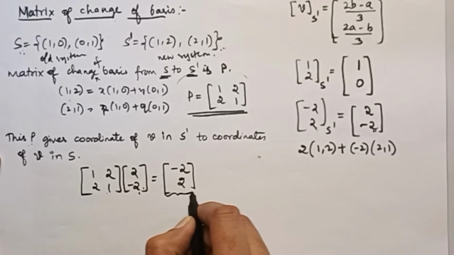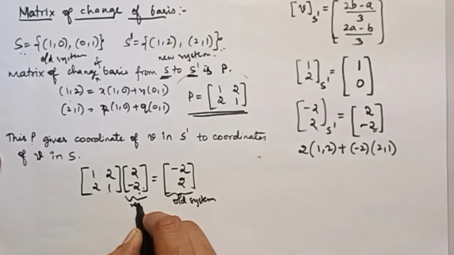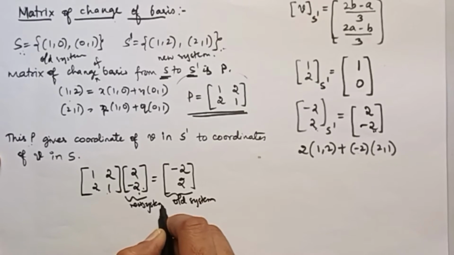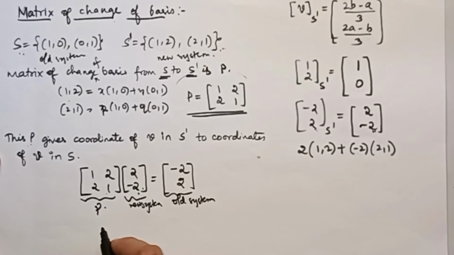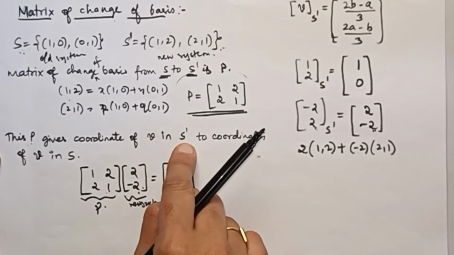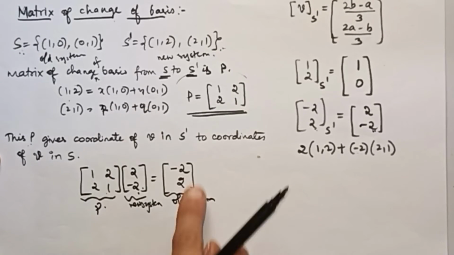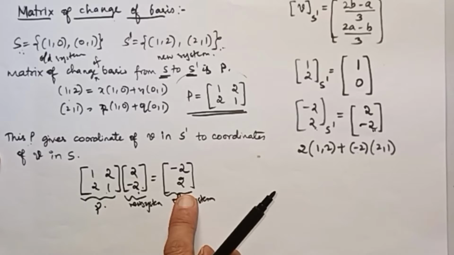Correct. Now this is in the old system. So this is in the new system. So this is the matrix P, the matrix of change of basis. If you multiply any vector of S dash by this matrix of change of basis, then you will get what that vector is called in the old system.